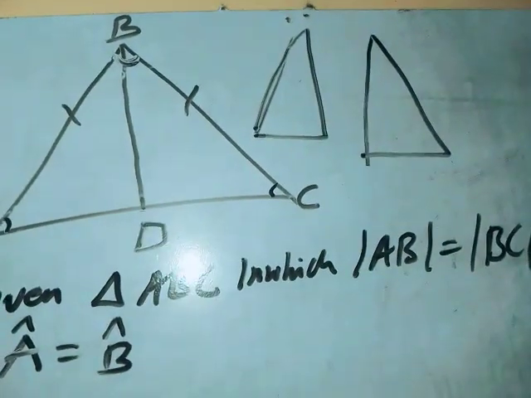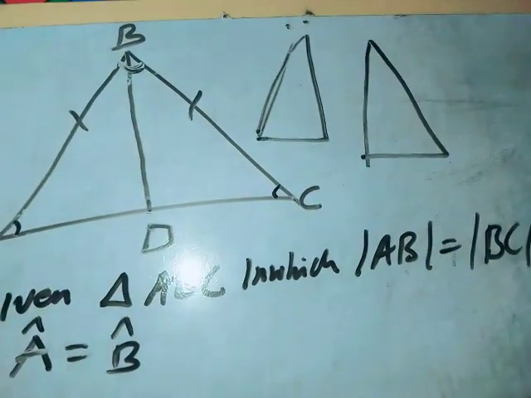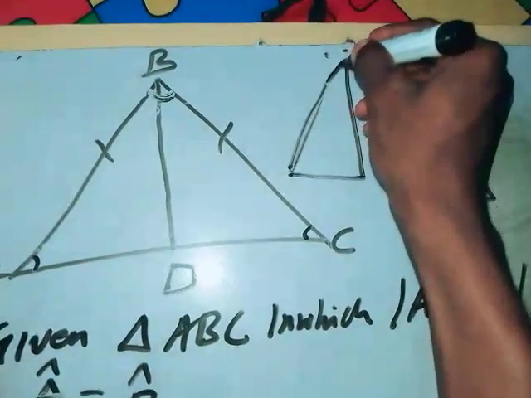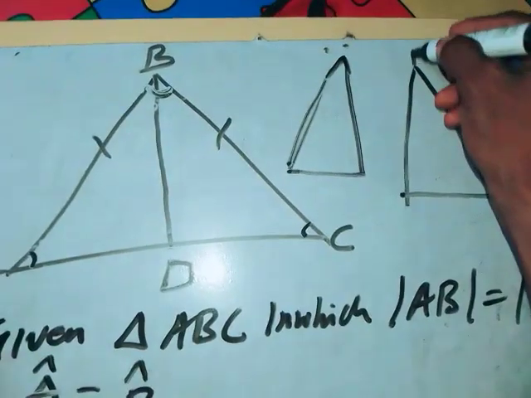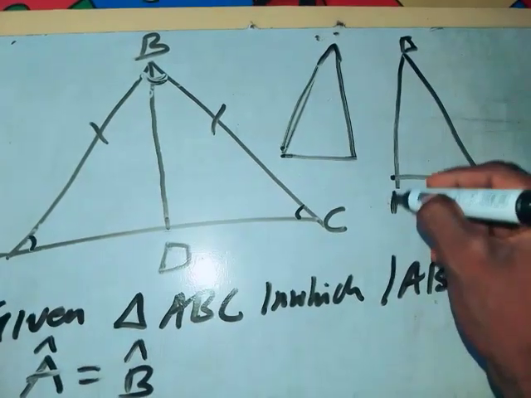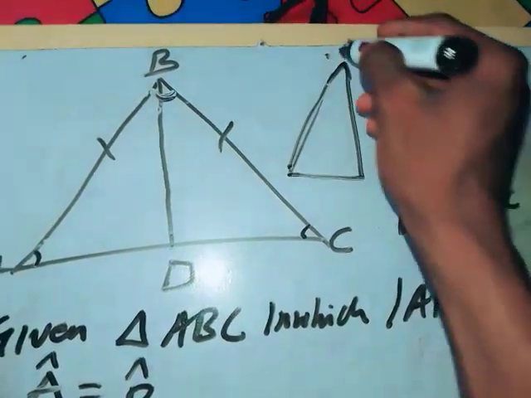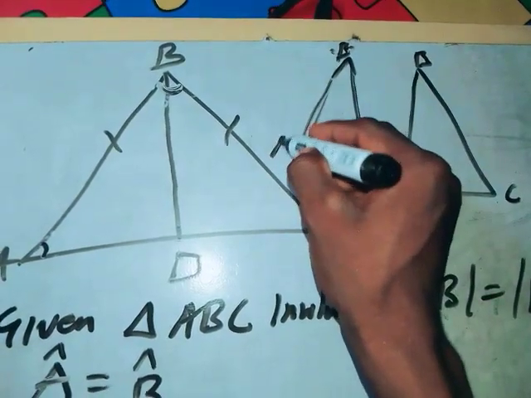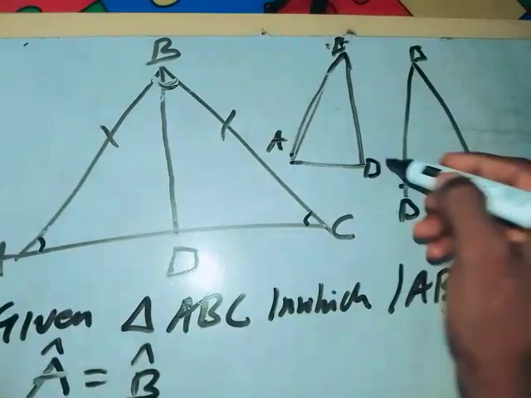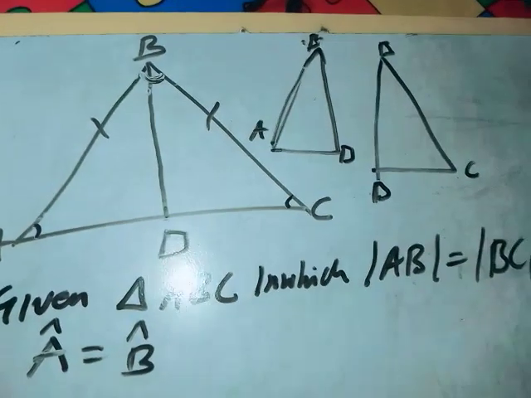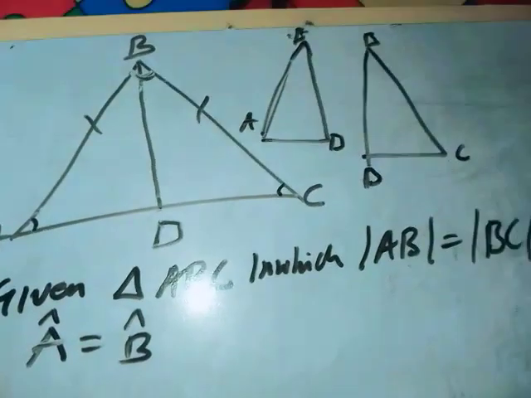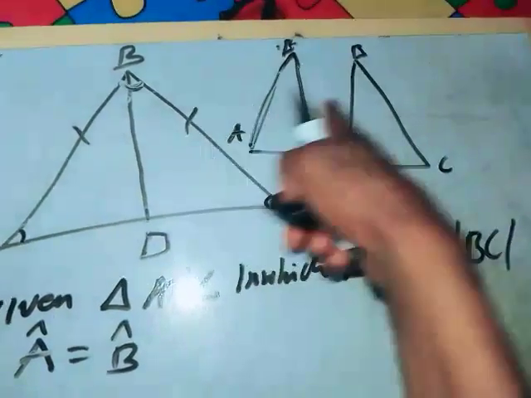So that is that. If you divide this triangle into two equal parts, I'm going to have something like this. Now, this is point B, this is point D, and this is point C. So call this B, call this A, and call this D. Are you getting me? So they are the same. These triangles are the same.